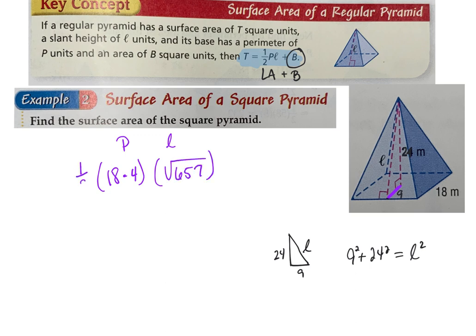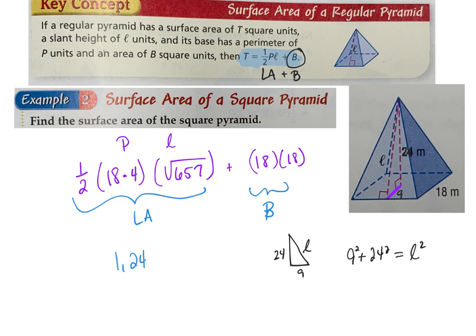We need 1/2 times that. And then we also need to add this piece right here is just my lateral area, right? I still need to add a base. So how do I find the area of a square? Base times height. Yeah, so it's just the two sides, 18 times 18. Base times height. And so if I add all of that up, I should get 1,246.8. It is a big number. And it's meters squared, so that's a big pyramid.